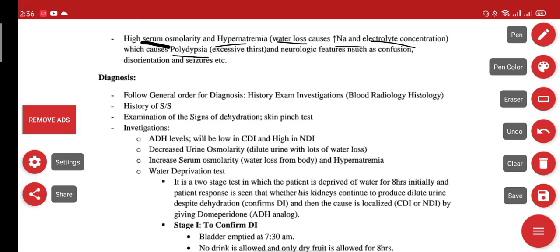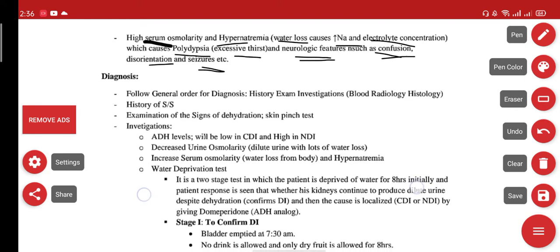Polydipsia is when you are excessively thirsty, and moreover it will also lead to neurological manifestations such as confusion, disorientation, and seizures, since sodium is mainly responsible for the transmission of impulses. The whole nervous system will be affected, and that will lead to confusion, disorientation, seizures, etc.